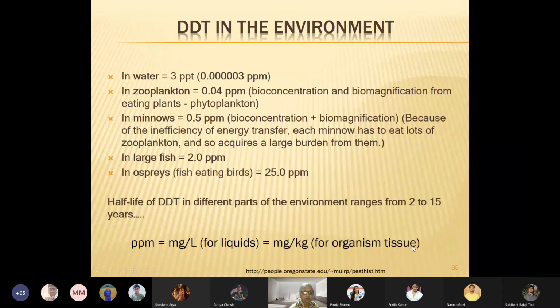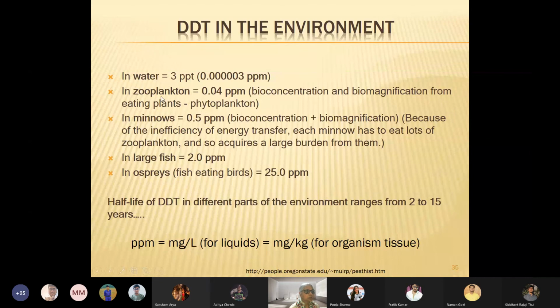And then for the tissue of different organisms, 1 ppm is equal to 1 milligram per kilogram. So that's 1 in 1 kilogram. So ppt is 1 in 1 trillion. So you can convert 3 ppt and write it in the form of ppm.